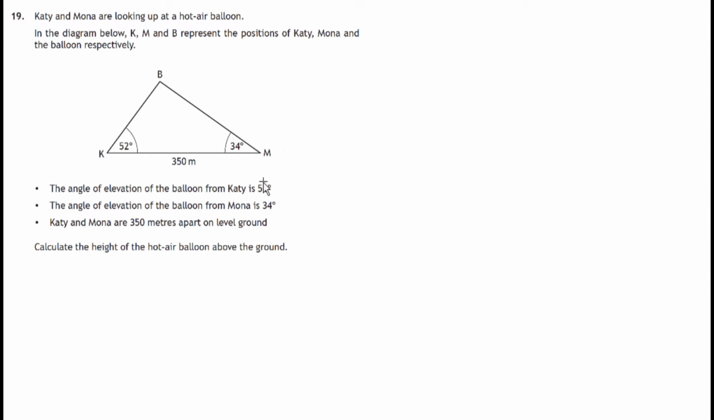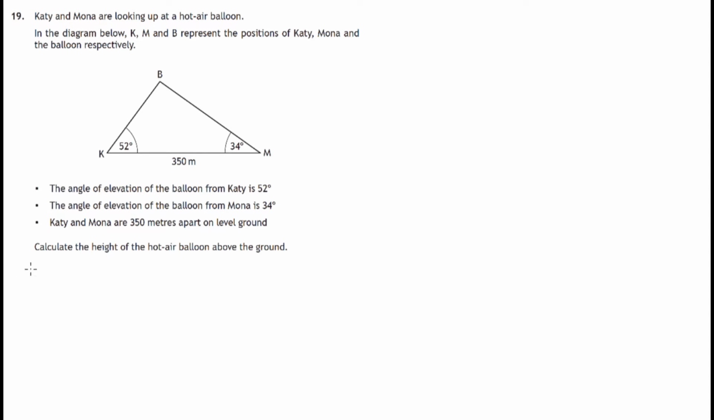In this question, we've got a picture representing a balloon B above the ground, which is along KM. And we've got Katie and Mona looking up at this balloon. Katie sees the balloon at an angle of elevation 52 degrees. Mona sees the balloon at an angle of elevation of 34 degrees. They measure 350 meters between them. They're trying to work out the height of the balloon.